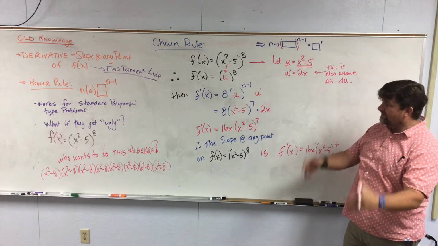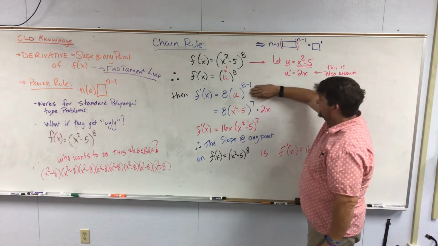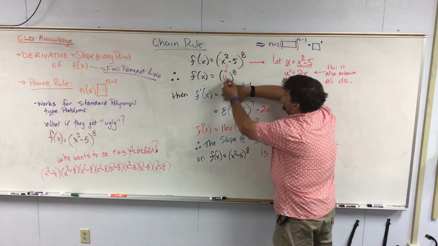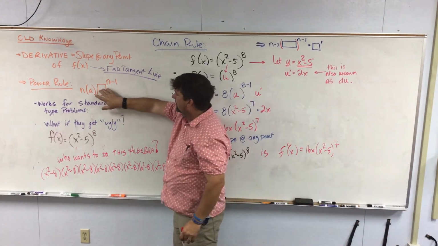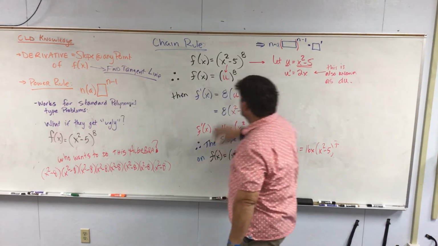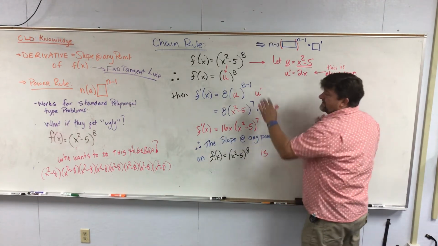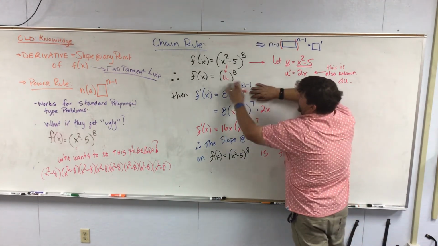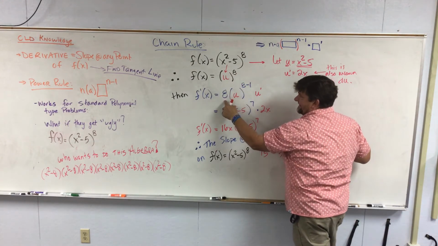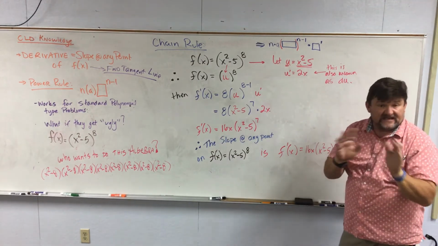So now what does that do for us? Well, it allows us to do a couple of different things. If I cover this up, u to the 8th, I can do the power rule to the whole thing. I can multiply by the coefficient and subtract 1. 8 times 1 is 8. 8 minus 1. Okay, that's the power rule.